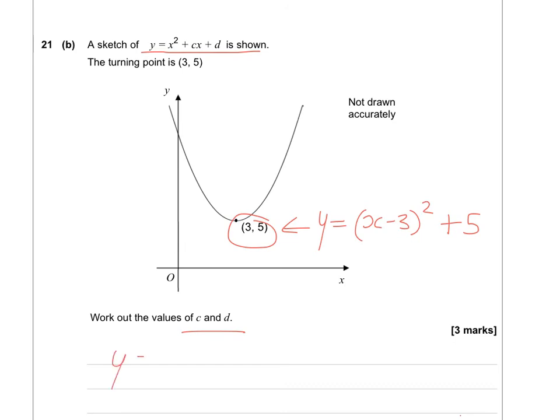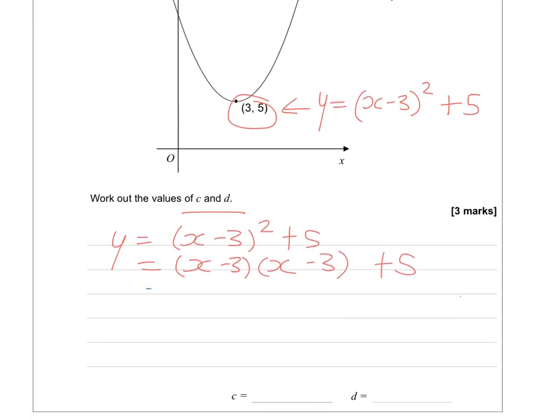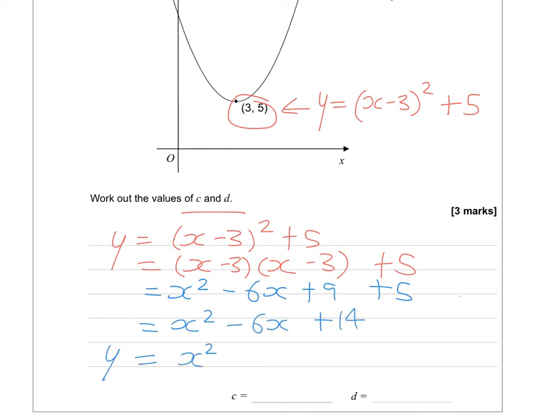If we expand this and simplify, we can then find out what c and d are. So this is x squared minus 6x plus 9 plus a 5. So that's x squared minus 6x plus 14. Now remember, the graph was y equals x squared plus cx plus d. C is minus 6, reading from here, and d is positive 14.